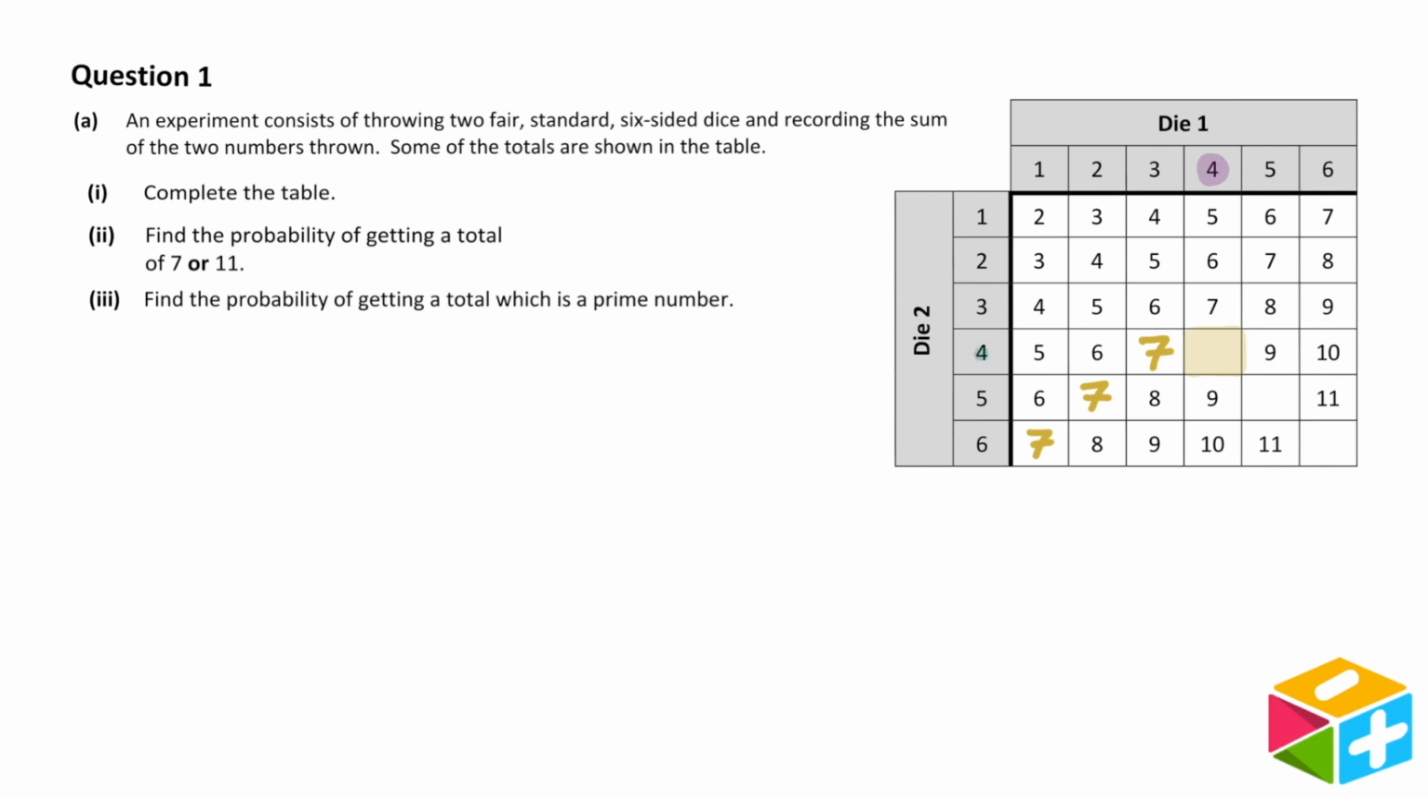Here, we had 4 and 4, so we'll have 4 plus 4, which is 8. In this box, we had 5 and 5, so we'll have 5 plus 5, which is 10. Finally, over here, we rolled a 6 and a 6, so we'll write in 6 plus 6, which is 12.